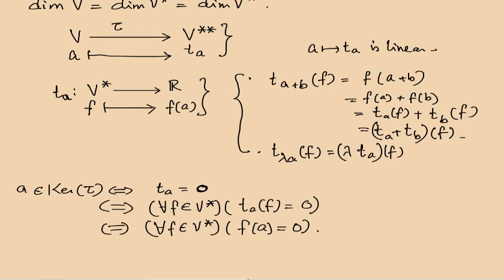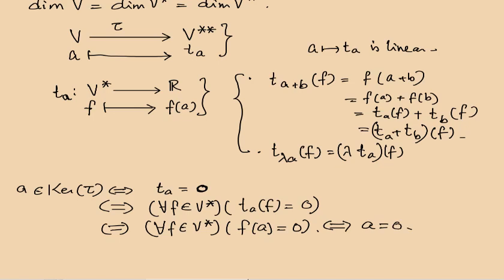Well, the easiest way is to take a basis of the vector space. This will give you a basis for the dual space and so on and so forth, right? But from here you immediately conclude that a is 0.